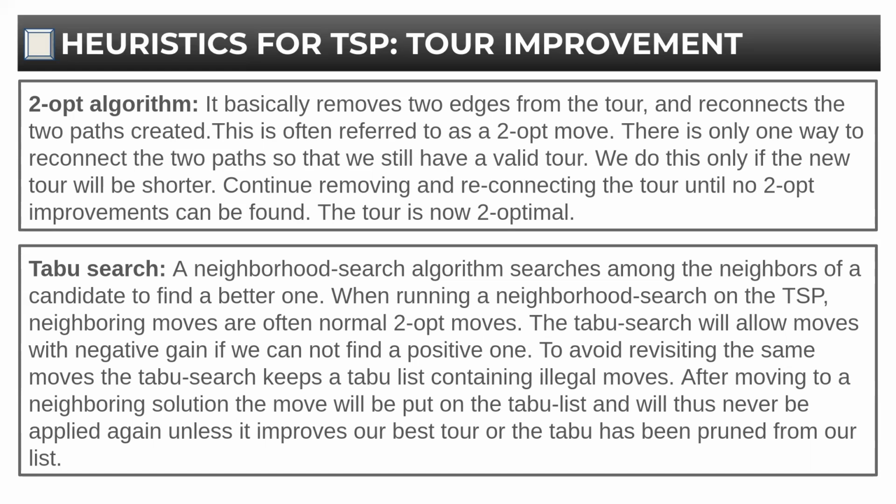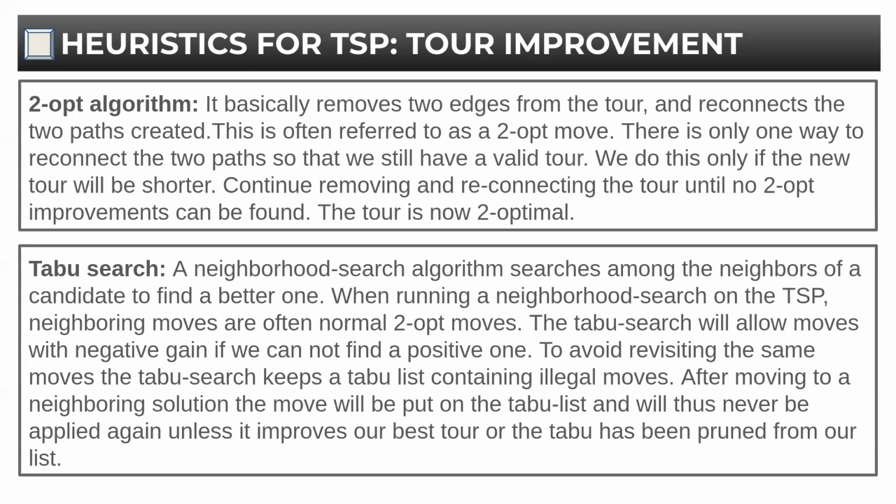Another tour improvement heuristic, the tabu search. A neighborhood search algorithm searches among the neighbors of a candidate to find a better one. When running a neighborhood search on the TSP, neighboring moves are often normal two-opt moves. The problem with neighborhood search algorithms can be that they get stuck in local optima.